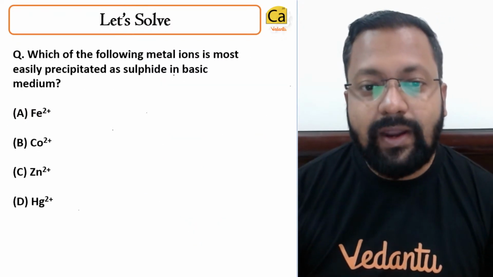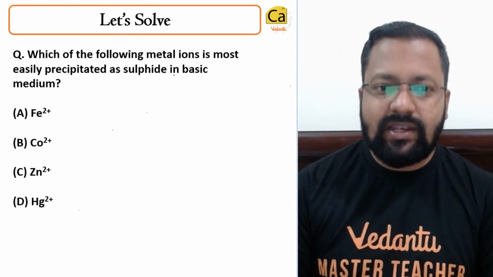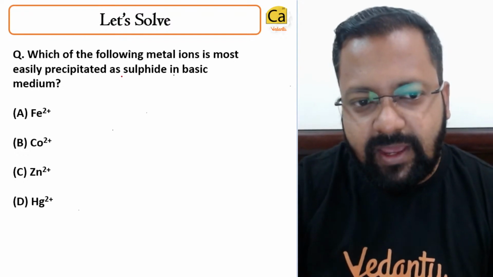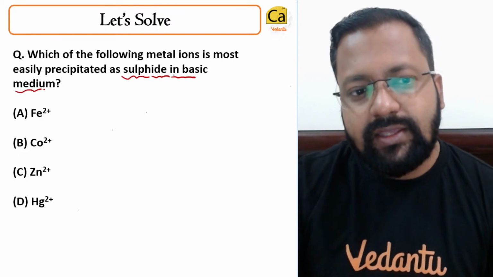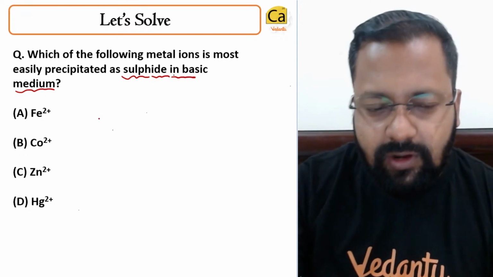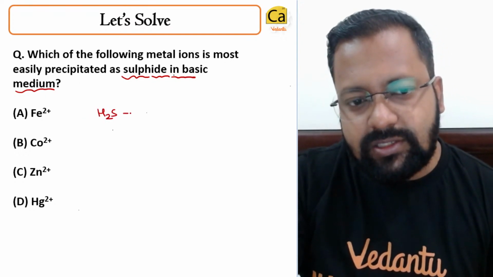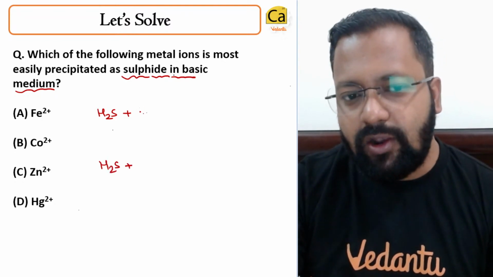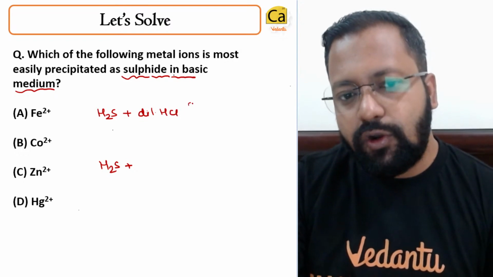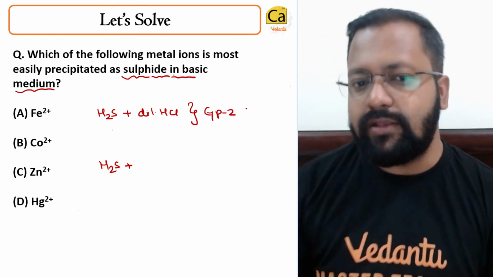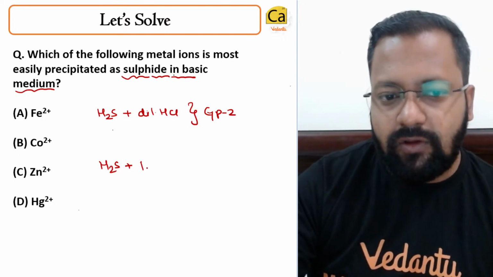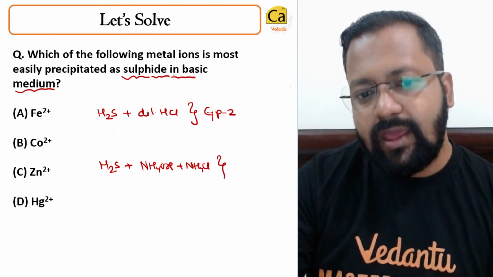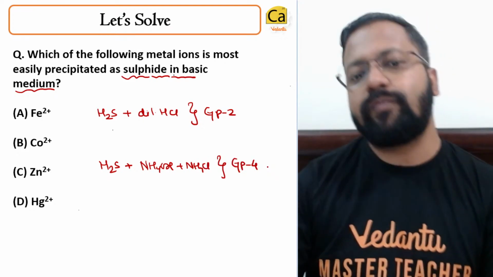Which of the following metal ions is most easily precipitated as sulphide in basic medium? Now this is a very important clue. Sulphide in basic medium. So now remember, H2S is used in 2 groups. H2S is used along with dilute HCl to precipitate group 2 cations, and H2S is used along with NH4OH and NH4Cl for precipitating group 4.